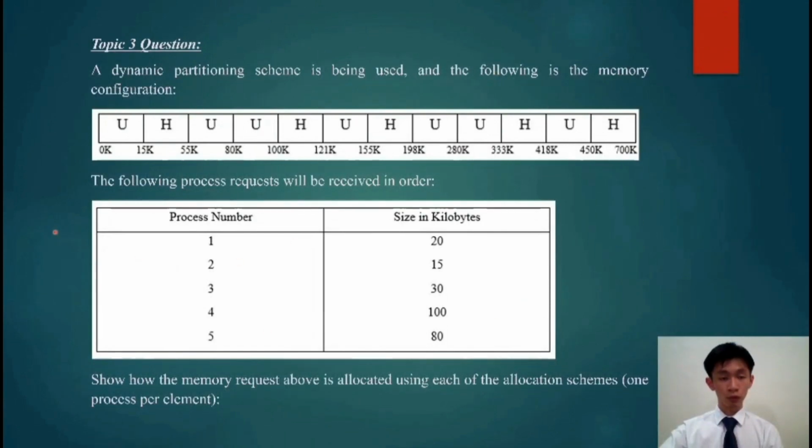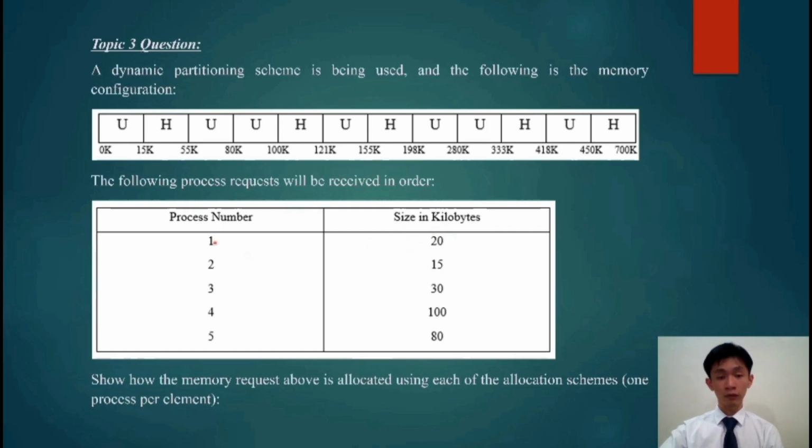This is the question we use. A dynamic partitioning scheme is being used, and the following is the memory configuration. This is the memory configuration given, where U means use and H means hold. The following process requests will be received in order, in this table with the process number and size in kilobytes.